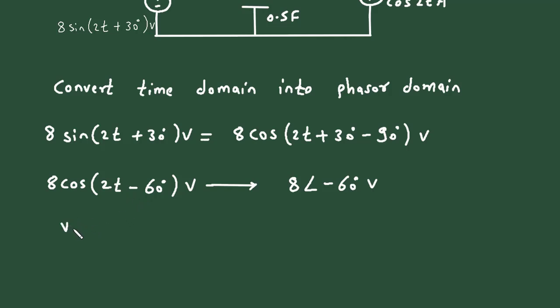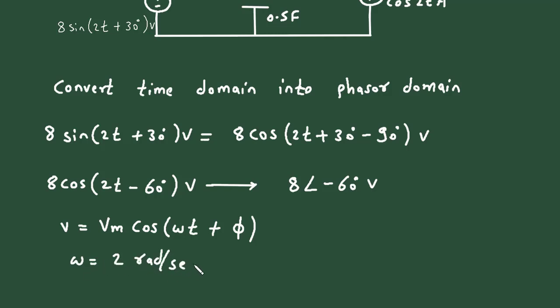Now, again, if we compare this with the standard expression, V is equal to Vm cos omega t plus phi, here we can see Vm is equal to 8, omega is equal to 2 radian per second. So, we got the value of omega, and phi is equal to minus 60 degree.